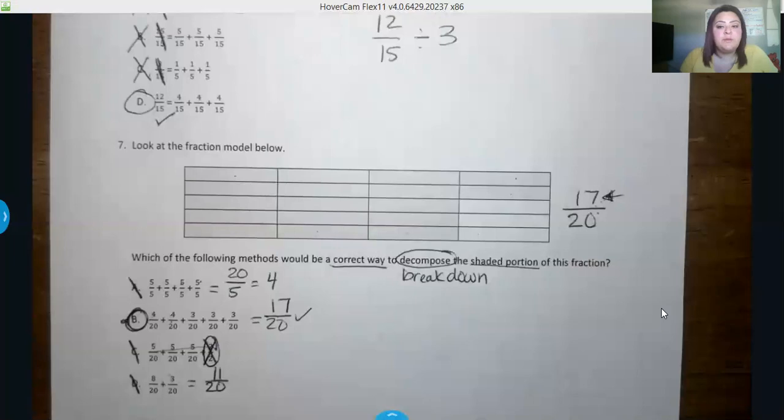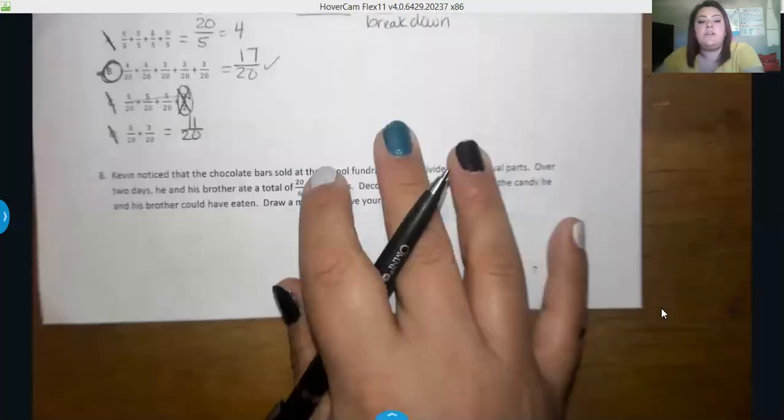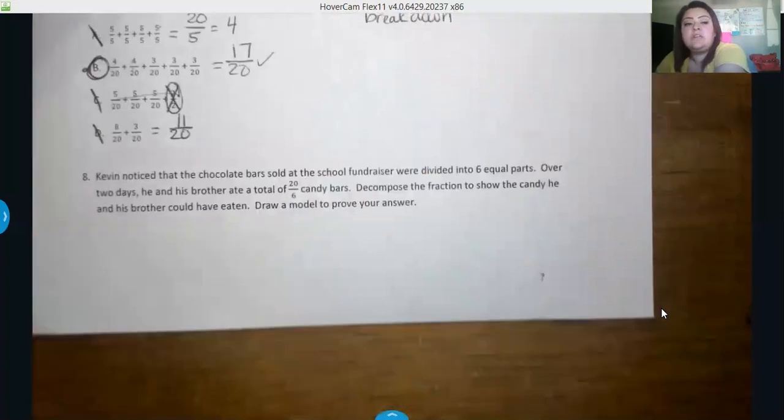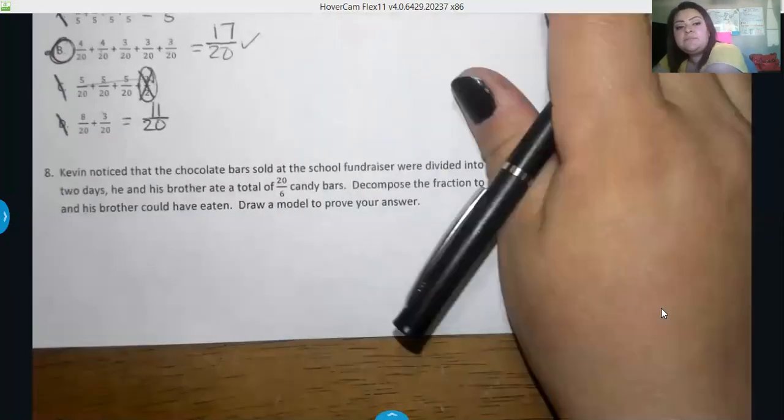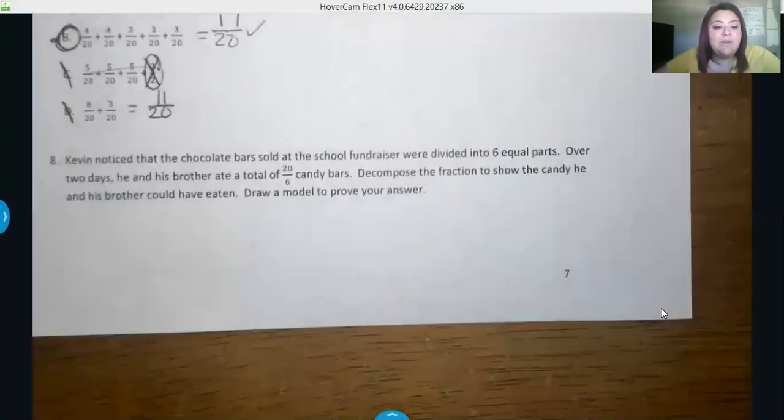So the last thing I'm going to throw up there is going to be the last question, number 8, and that's going to be your bonus question and your challenge question for you to go ahead and try to solve on your own, okay? So we're looking for this last one, number 8. Kevin noticed that the chocolate bars sold at the school fundraiser were divided into 6 equal parts. Over 2 days, he and his brother ate a total of 26 candy bars. Decompose the fraction to show the candy he and his brother could have eaten. Draw a model to prove your answer.